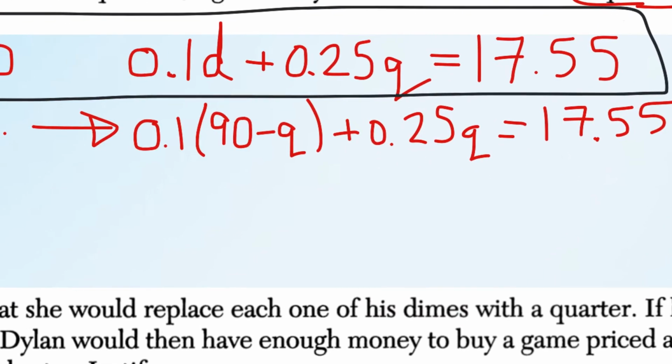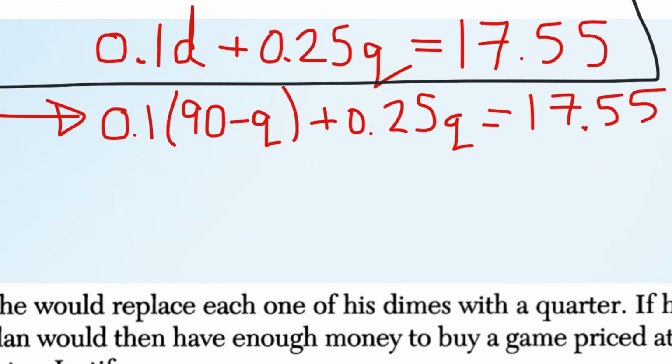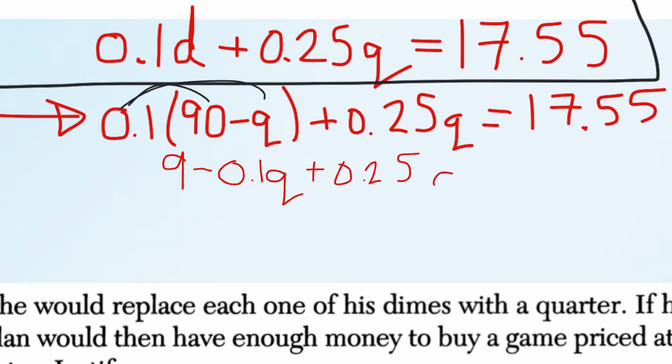First we'll get started by distributing that 0.1 into these brackets, and we'll get 9 minus 0.1Q plus 0.25Q equals 17.55.